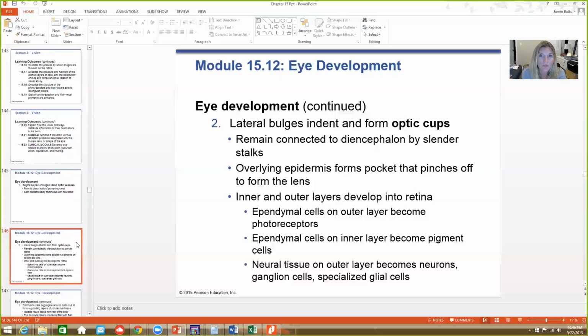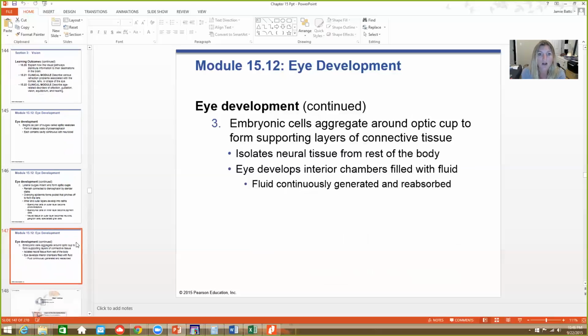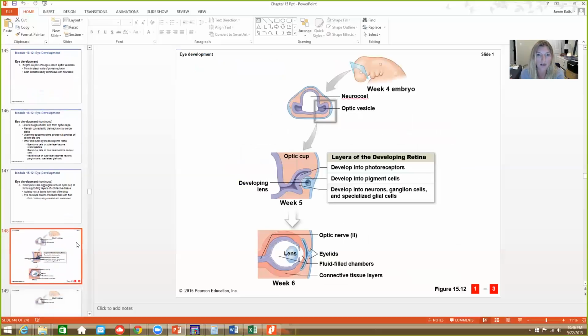Inner and outer layers will develop into the retina, and the neural tissue on the outer layer becomes the basic neurons, ganglions, and special glial cells, which are there for supporting. Finally, the embryonic cells will aggregate around the optic cup, which will basically form all of the supportive connective tissue layers, like the fluids and things like that that are within our eye.